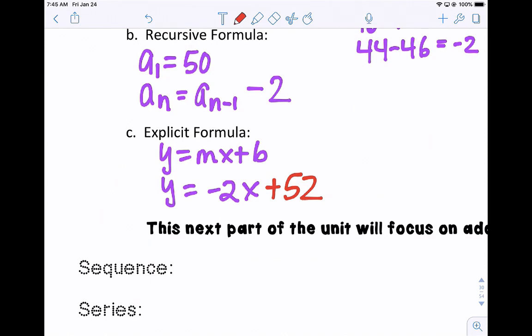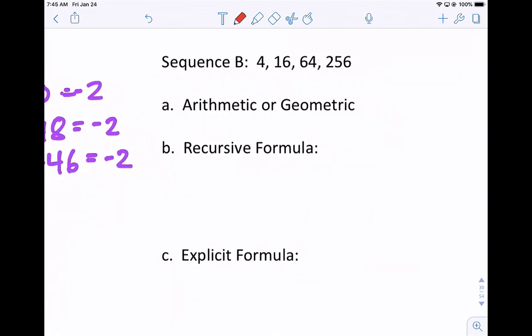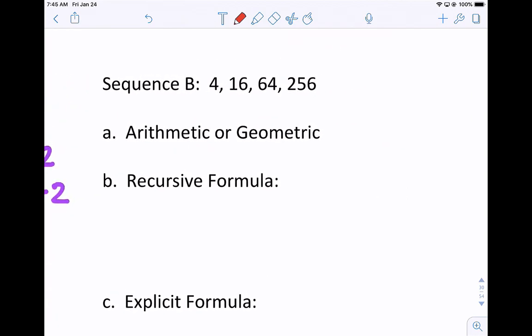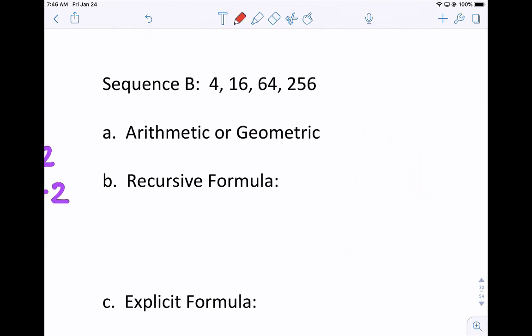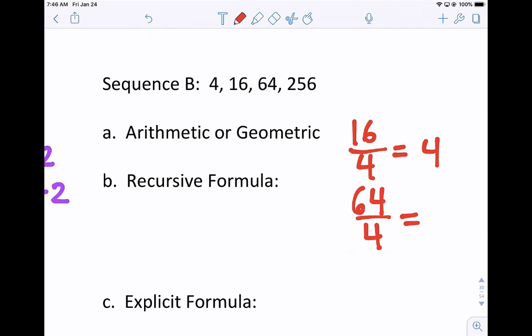Okay, let's take a look at sequence B. Again, arithmetic or geometric, you could take any term and subtract the one before it. So if we do that, we get negative 12. We could take 64 minus 16. Does that give us negative 12? And that doesn't. So we'll try and see if it's geometric. If it's geometric, we take any term, divide by the term before it. Nope, 16. And you can see that this one is geometric because we're getting a common ratio of 4.